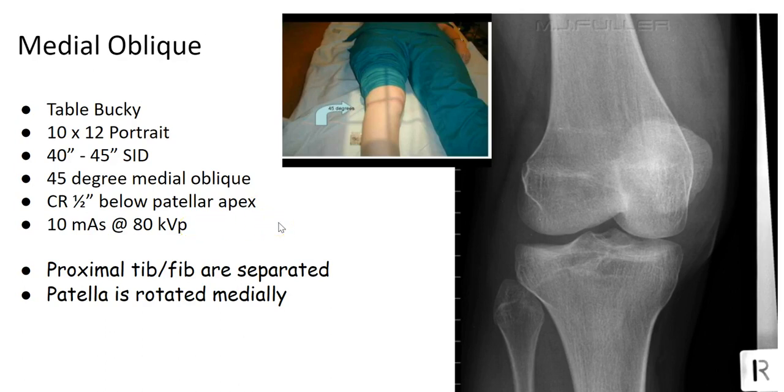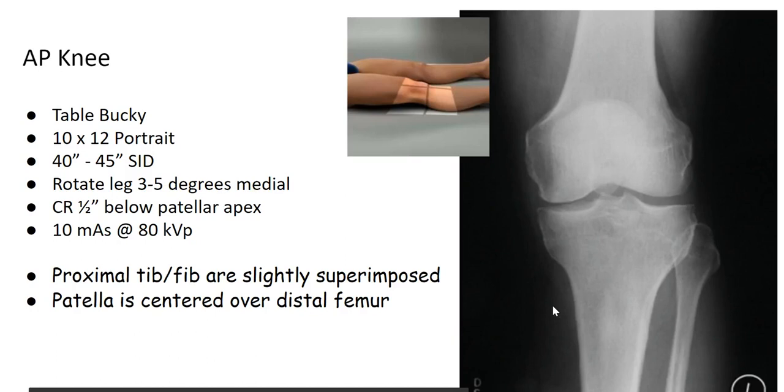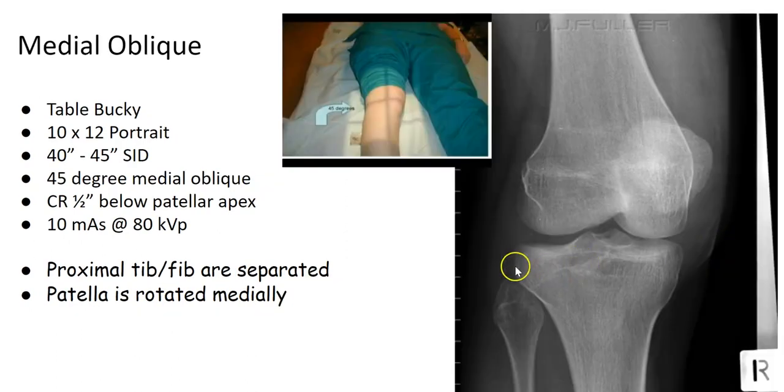Now again, how do we know we're correctly positioned? Well, in a correctly positioned medial oblique, you should see separation between the proximal tib-fib. Now in this case, you don't see necessarily a ton of separation, but look at the difference between this and if we go back to our AP. Look at here, they're covering each other up. Here, they're not. There's separation there. That is an indication that the leg is rotated medially.